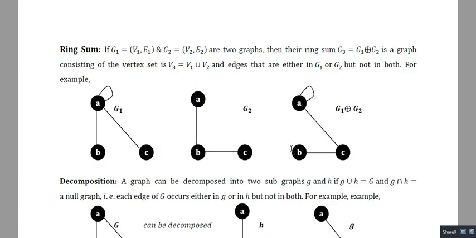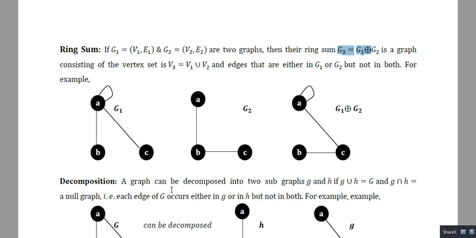The next operation is the ring sum. G1 and G2 are two graphs, and their ring sum is denoted by G1 with an XOR-like symbol G2. In this case the vertex set V3 of G3 will be V1 union V2, and the edge set will contain the edges which are either in G1 or in G2, but not in both. So an edge has to be in G1 or G2, but not both.